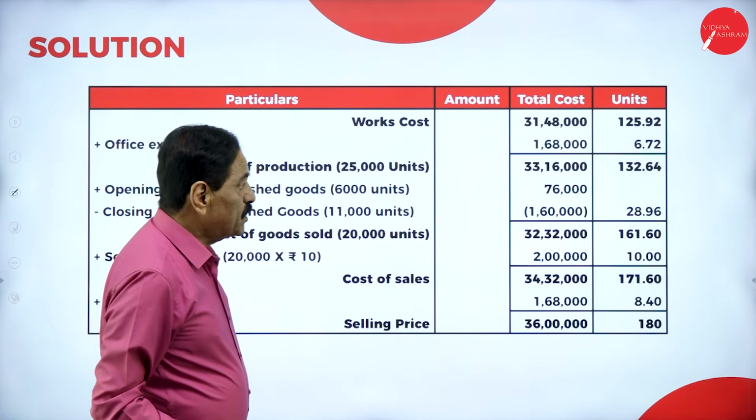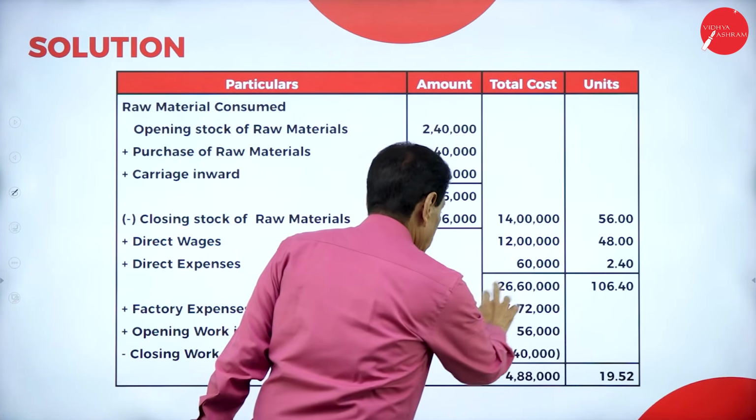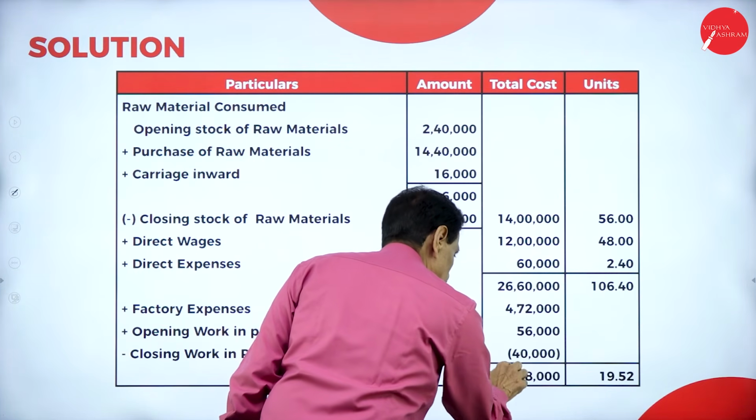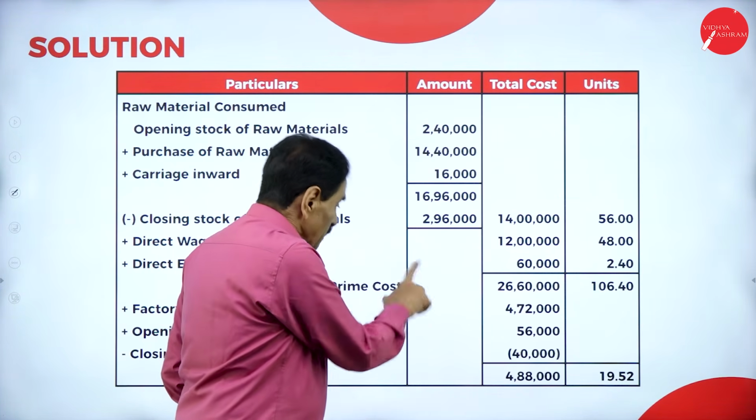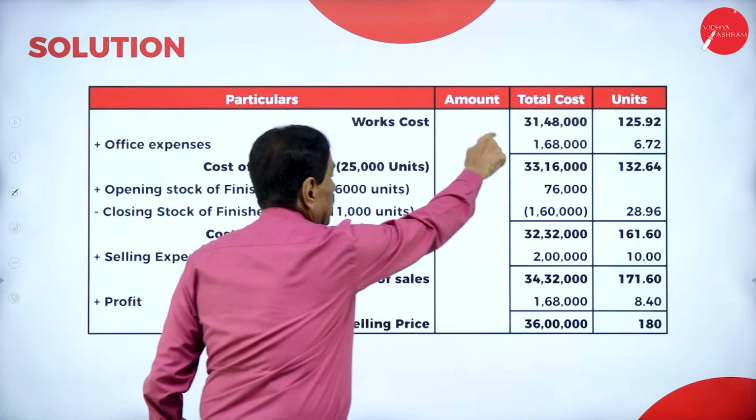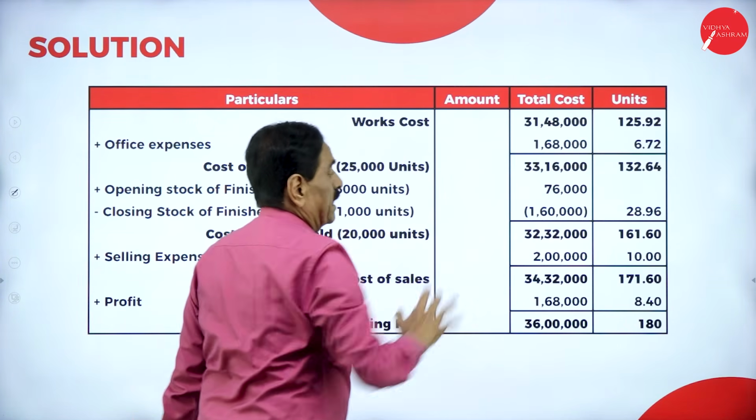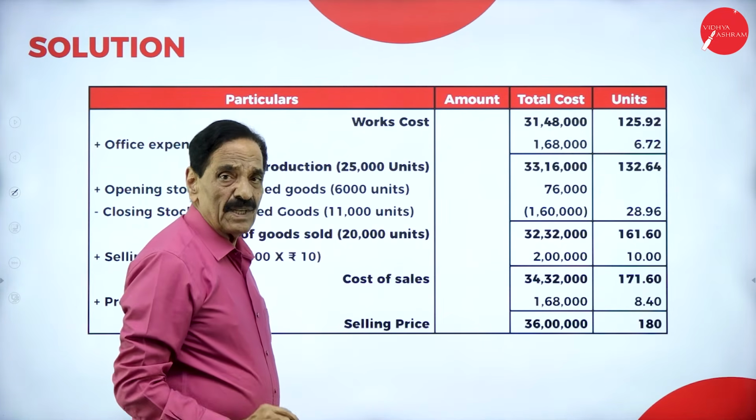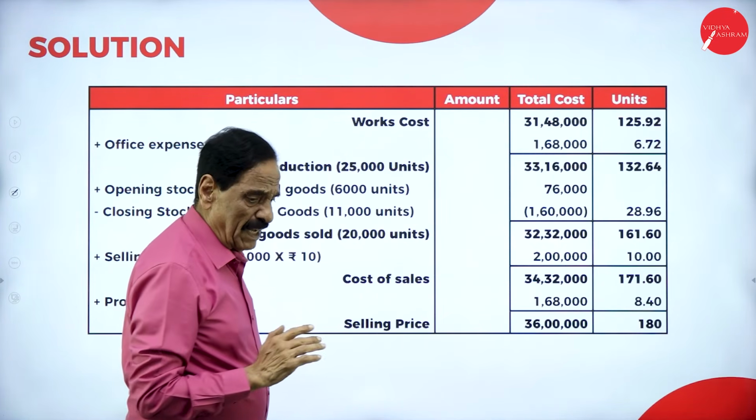Hope you understand this. This point should be remembered. For 26 lakh 60,000, this 4 lakh 72,000 plus 56,000 minus 40,000 becomes 4 lakh 88,000. If you add to this, 31 lakh 48,000, 125.92. That you have to remember. Hope you understand this. Very, very simple cost sheet I have explained.